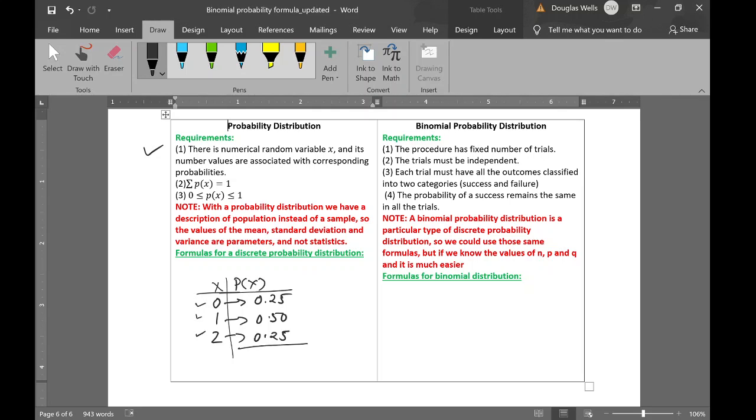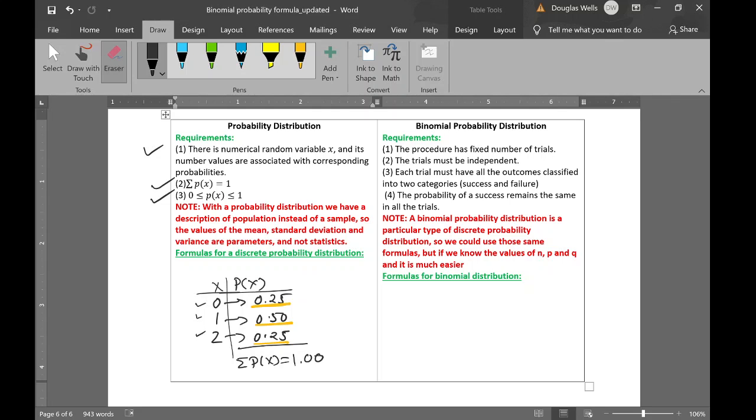Second one, when you add up those probabilities for each random variable, it has to be equal to 1. In our case, yes. Third one, each probability for each random variable has to be between 0 and 1. 0.25, yes. 0.50, yes. 0.25, yes. So the third condition is satisfied as well. If one of the conditions fails, then the entire probability distribution fails. That means it's not a probability distribution.